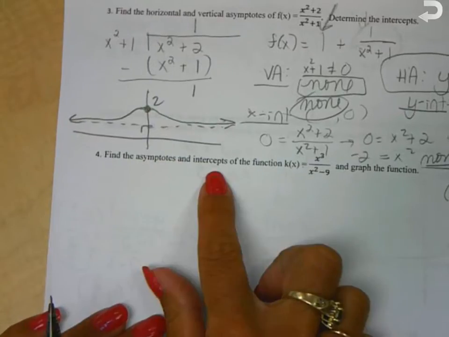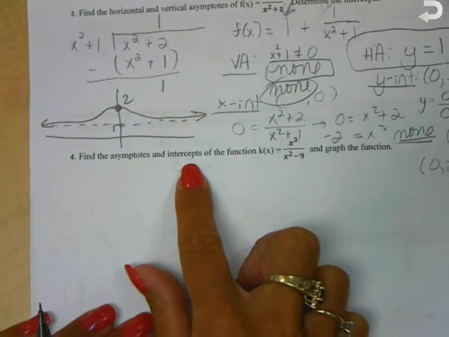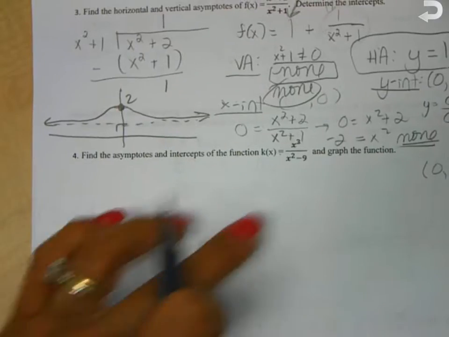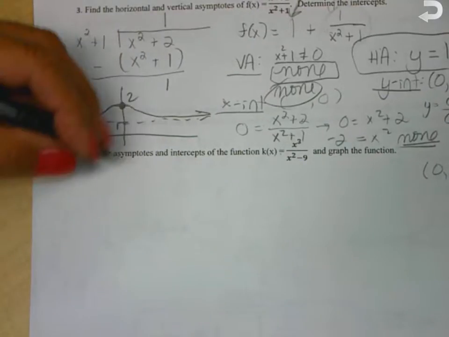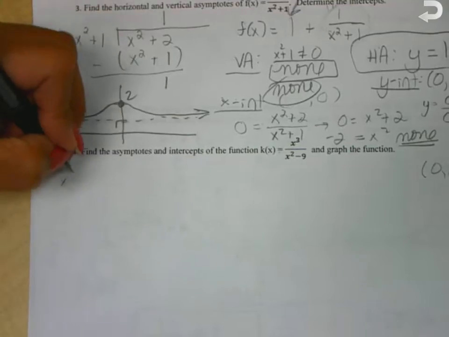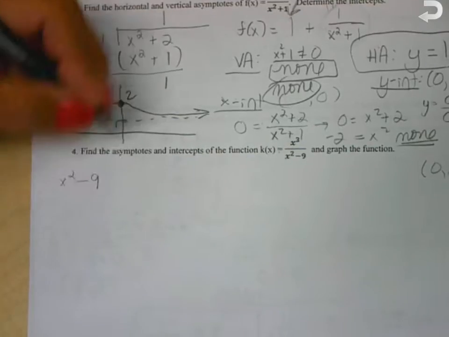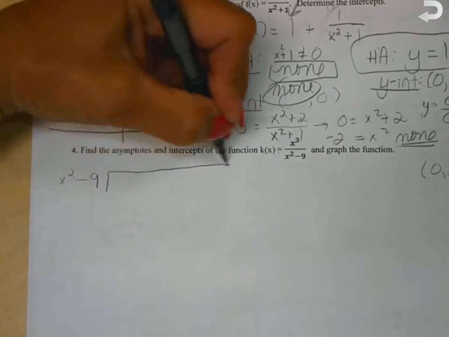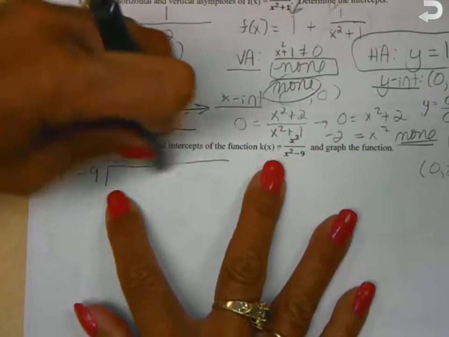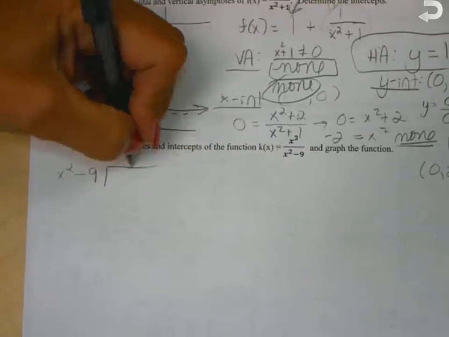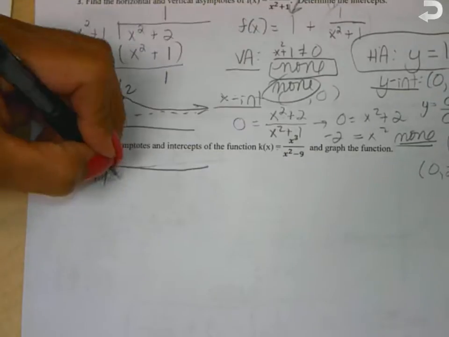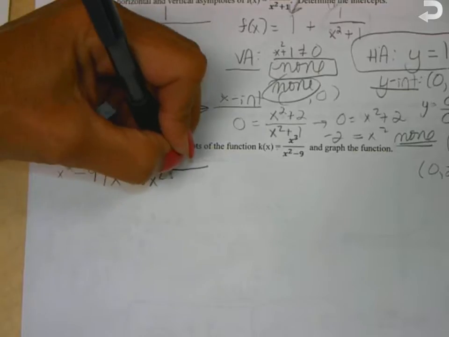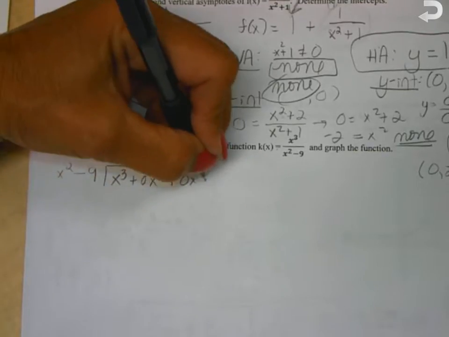Let's look at number 4. So k of x, we're going to identify where the asymptotes are and the intercepts, and make a little sketch of the graph. Once again, I'm going to start out doing the same thing we've done on each of these rational functions. I'm going to do a division. This is going to help me see where my horizontal asymptote is, possibly, or possibly some other type of asymptote. All right, so we're going to divide.